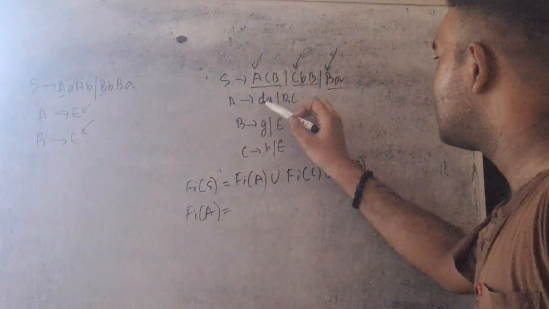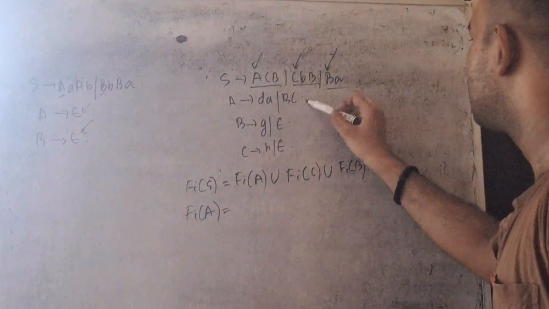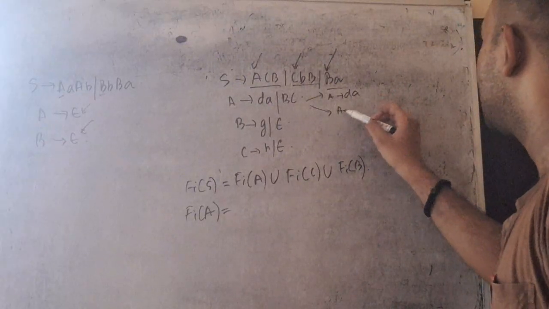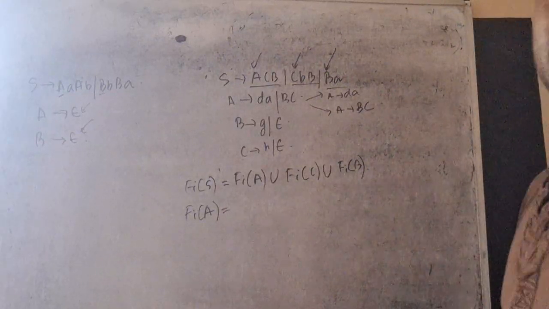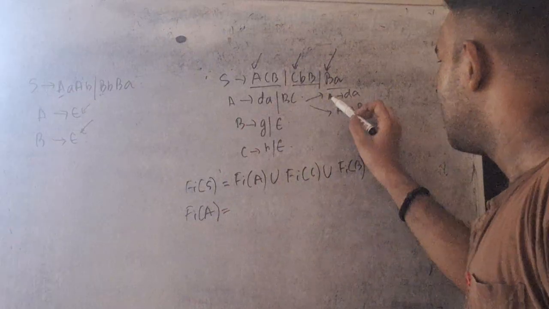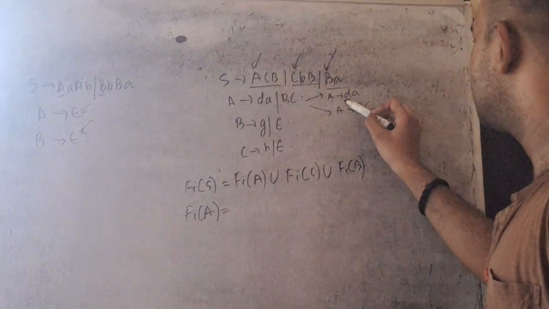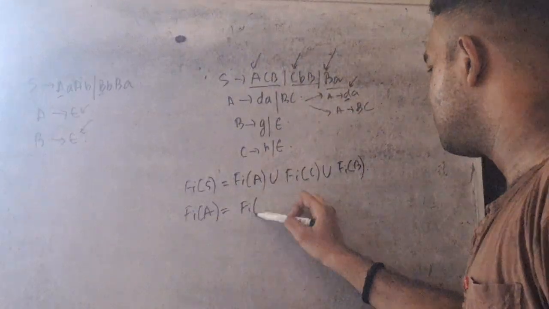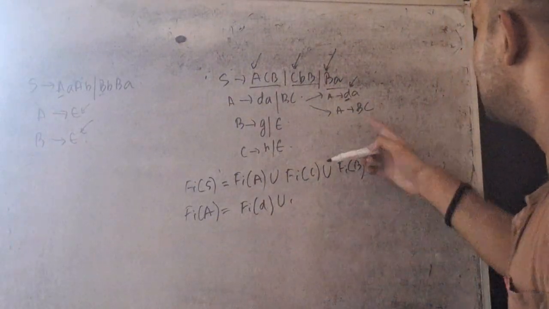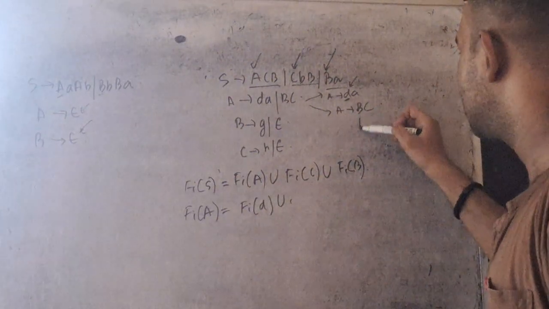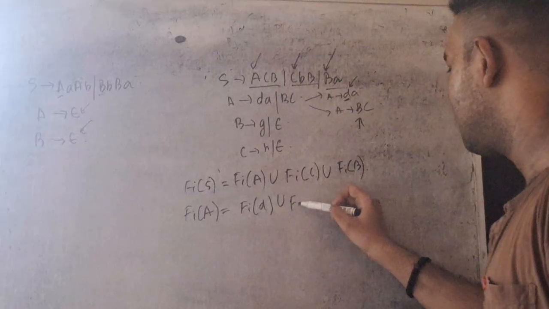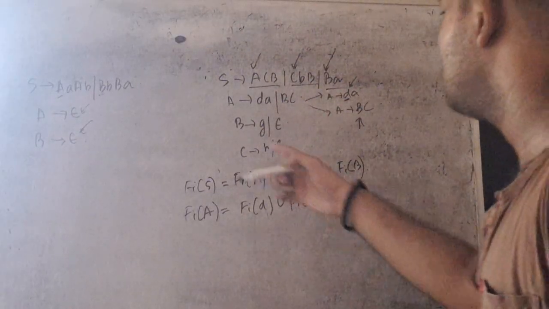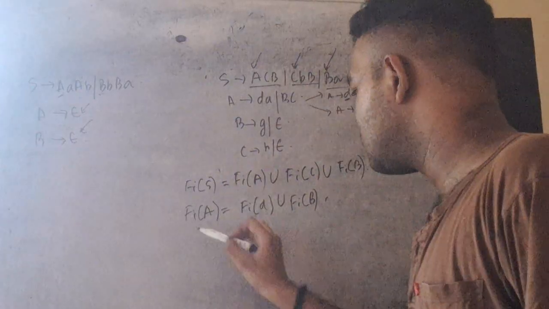Okay, so there are two production rules from A. The two production rules are A tends to DA and another is A tends to BC, right? So see one thing. In this production rule, what is in the first position? It is small d, so it will be first of small d union. In this production rule, what is in the first position? It is capital B, so it will be first of capital B. Okay, now I will be calculating first of B and first of C like this.